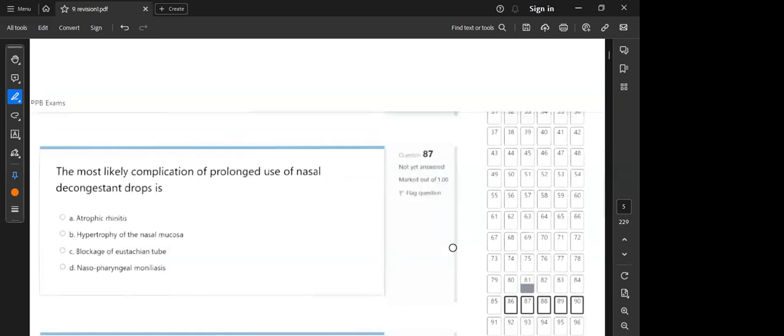The most likely complication of prolonged use of nasal decongestant drops is atrophic rhinitis, hypertrophy of the nasal mucosa, blockage of the eustachian tube, or nasopharyngeal moniliasis. I'd like it to be A. It causes a rebound rhinitis. I don't know if rebound will mean atrophic rhinitis.